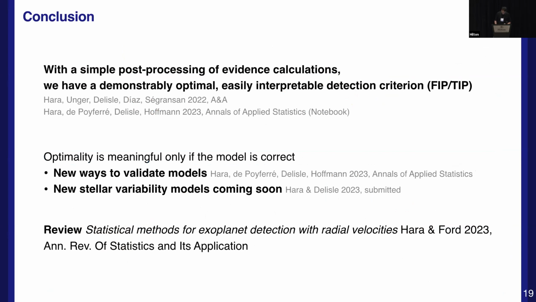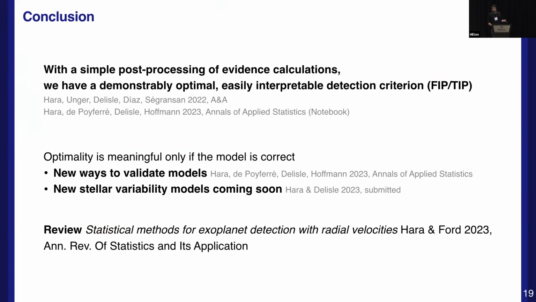Okay. So in conclusion, the idea was to try to have an optimal detection criterion. So now there is, with simple post-processing, so you don't need a fancy new numerical method, you just need to reanalyze the output of the evidence calculation, a mathematically, demonstrably optimal detection criterion.